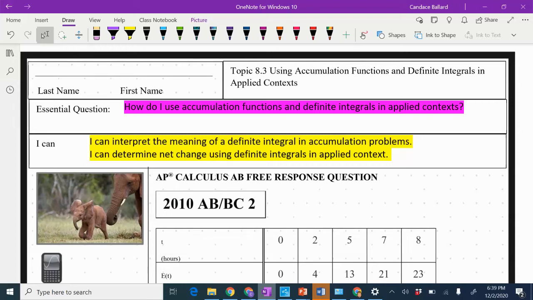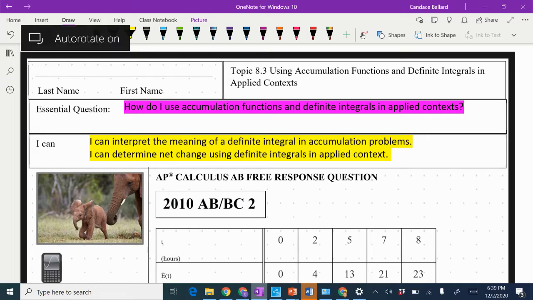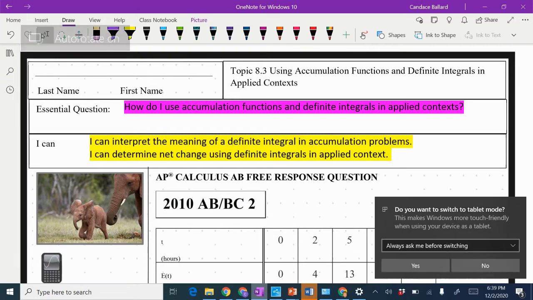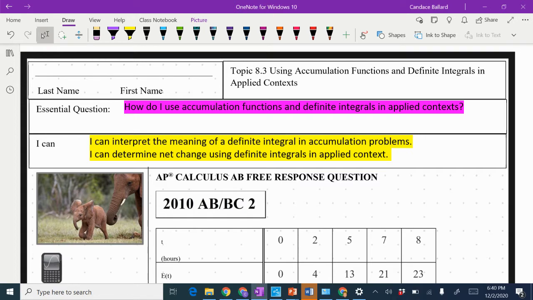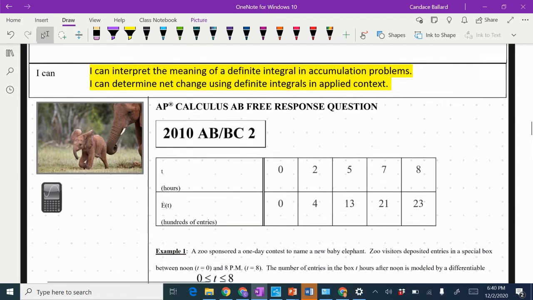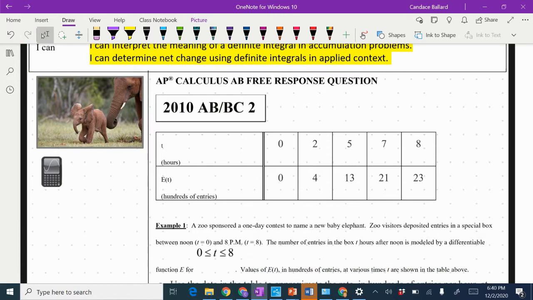So in this video, we're going to work on topic 8.3, which is using accumulation functions and definite integrals in applied contexts. And what we're going to be able to do is say, I can interpret the meaning of a definite integral in accumulation problems, and I can determine net change using definite integrals in an applied context. So they give us a table, and this was actually a free response question for both AB and BC in 2010. It was number 2. Which does mean it is a calculator problem.